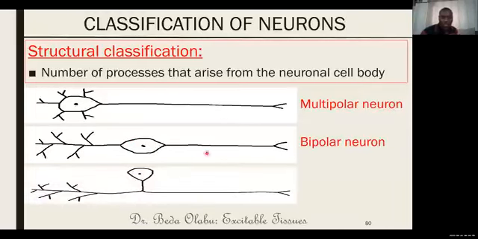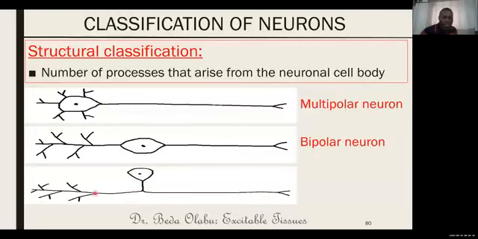Compare those two with this one. In this one, we have a cell body of a neuron with a single process arising from it, so we may want to call it a unipolar neuron. However, look at what happened to that unipole. The unipole then divides into two. So this neuron is a pseudounipolar neuron. A single process, but again it divides into two.